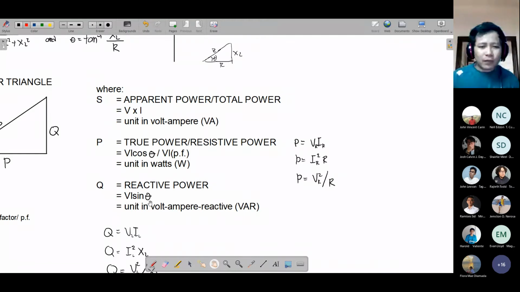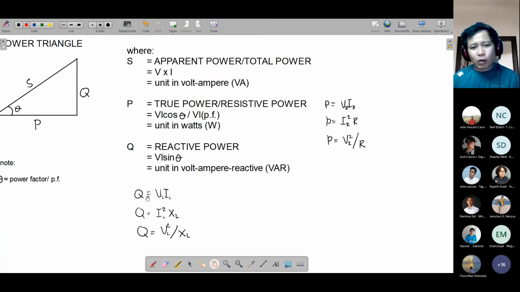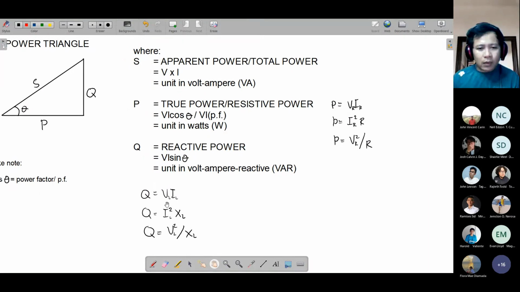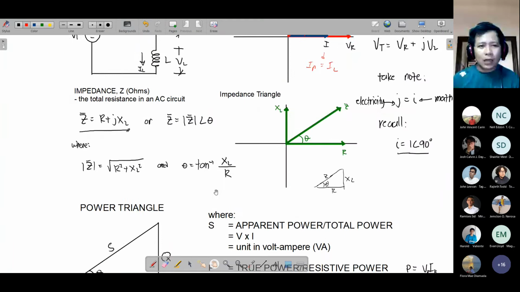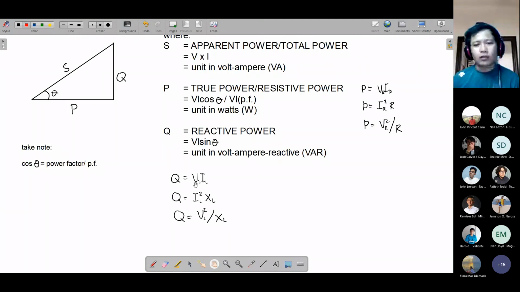Aside from the formula VI sine of theta, okay? You can also use Q is equal to VL times IL. So you can still use V times I, but take note that it is the voltage of the inductor and the current of the inductor. There is no problem with the current because again it is a series circuit, so the inductor and the resistor have the same current, the same as your total current. So there is no problem with the current. The problem is the voltage. So you have to take note that your Q should be the voltage of the inductor times the current of the inductor.